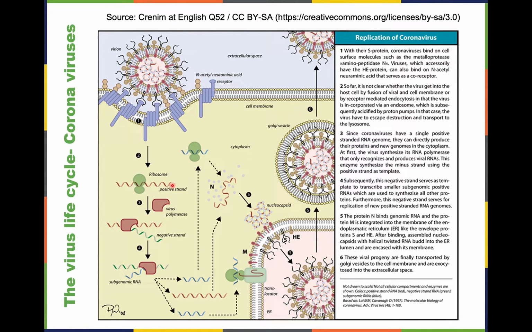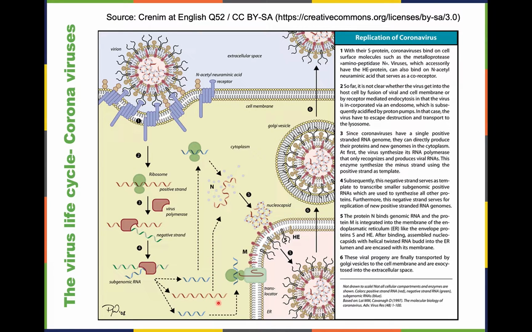since it's a positive strand, it is immediately used by ribosomes inside the cell to make a virus polymerase. And the virus polymerase uses the positive strand to make a negative strand RNA, and then that negative strand RNA again is used to make positive strand RNAs again, which are used to make a bunch of different things. First of all, this cell uses the positive strand RNA to make what's called the N protein.